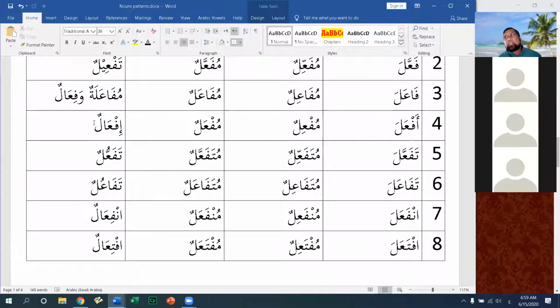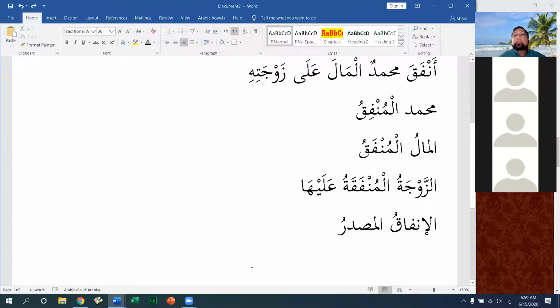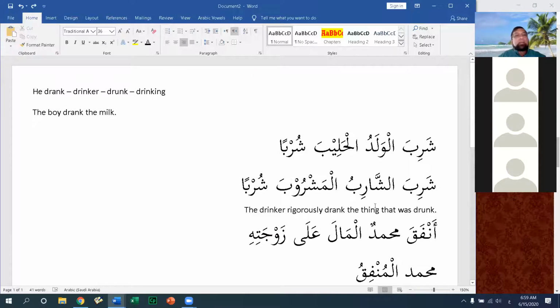Makes sense. So if we were to say "the boy drank the milk" in English, let me explain that in English. The boy drank the milk. شرب الولد الحليب شربا. شرب means he drank. Who is the one who did the drinking? Who is the he? It's al-walad, the boy.